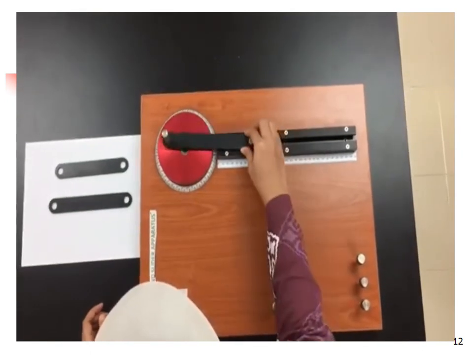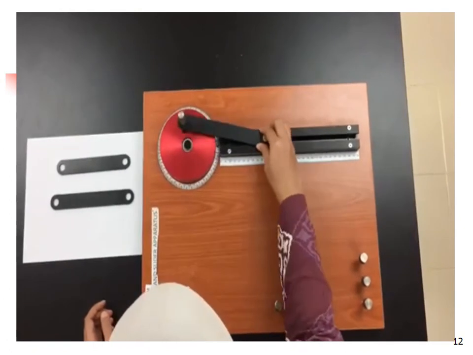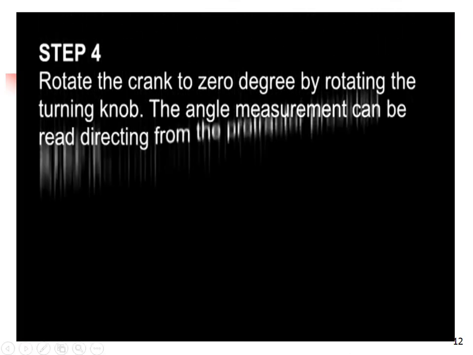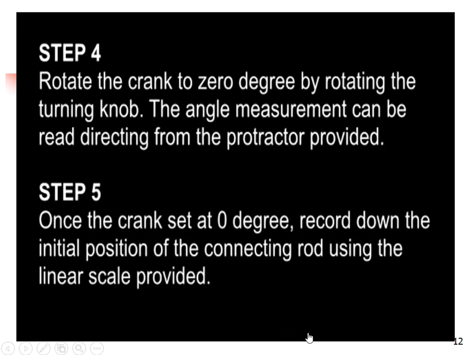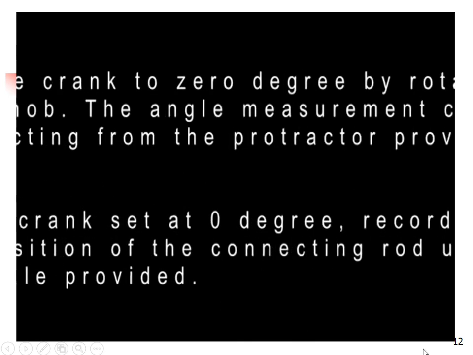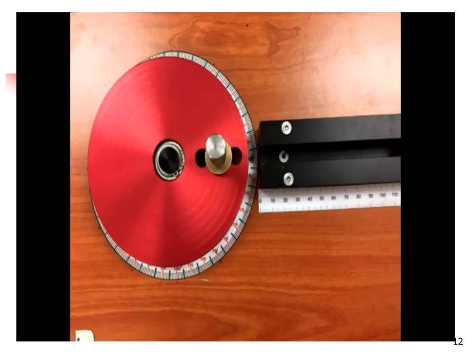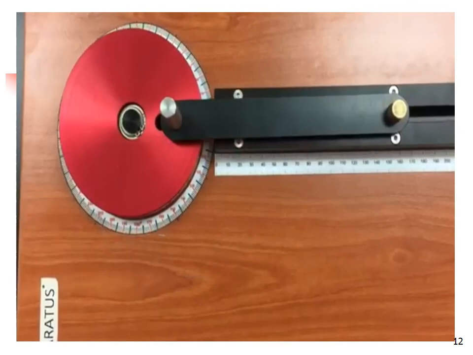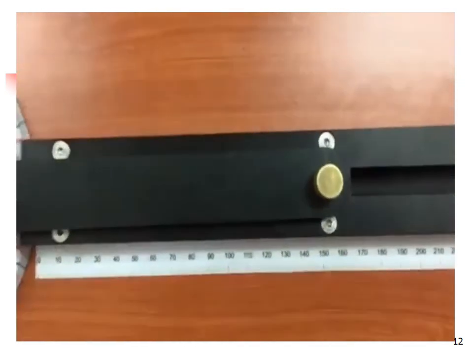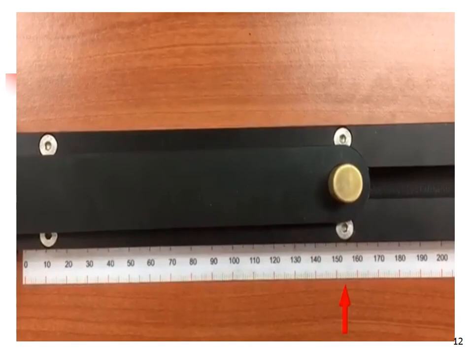Make sure that the crank and slider system is moving correctly. Set the position of the crank to 0 degree by referring to the protractor on the apparatus. Then record the initial position of the connecting rod at the slider's end by taking the value directly from the ruler on the apparatus.